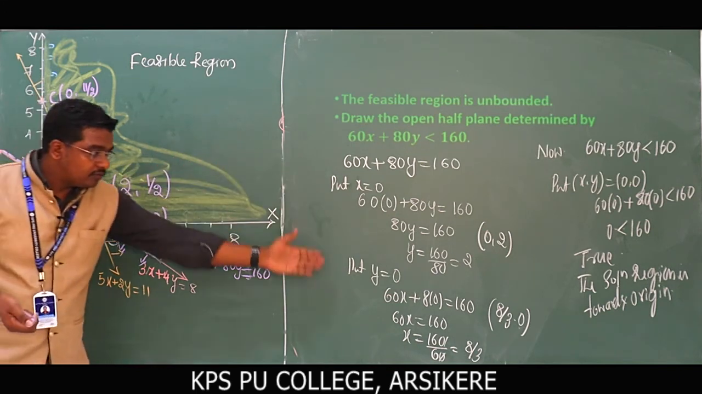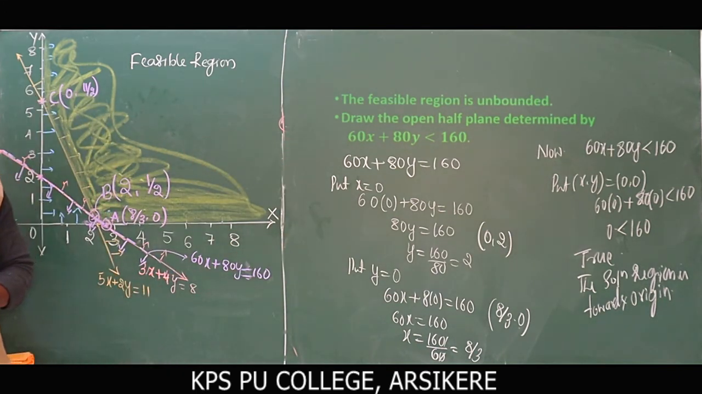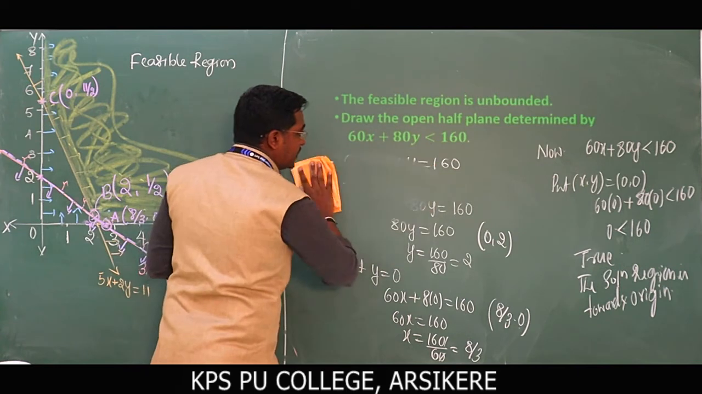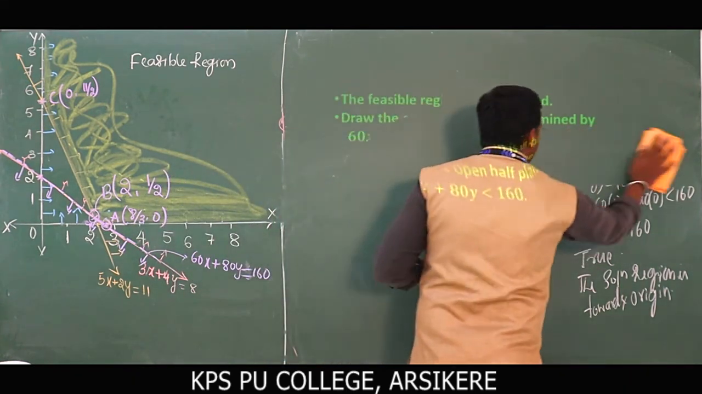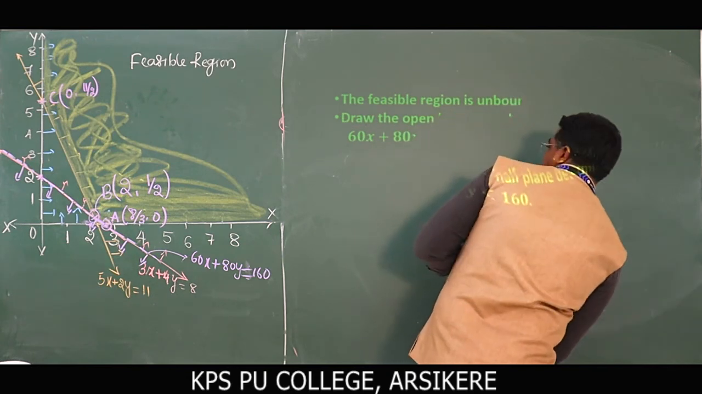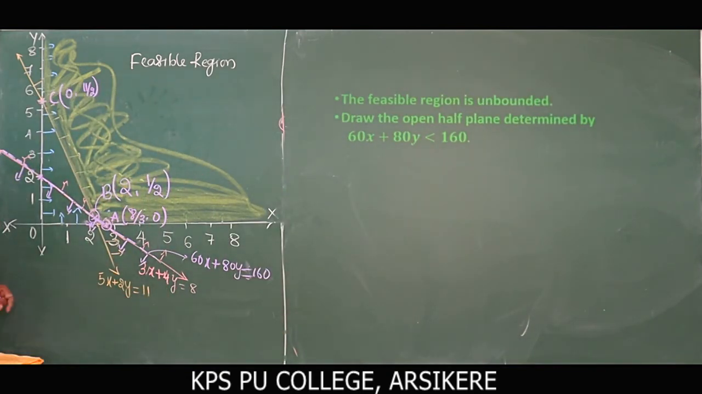So please note it down. Take a pause and please note down all the things that are written here. So now we come to the conclusion. What about the conclusion here? The open half plane determined by the inequality 60x plus 80y less than 160 has no point in common with the feasible region, right? Hence 160 is the minimum value of the objective function.